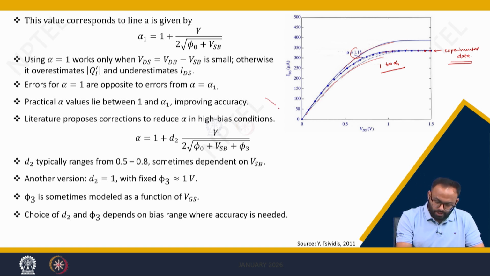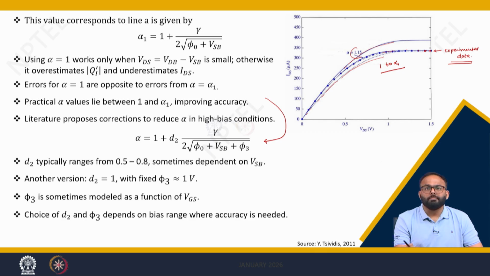A simple approach we can opt for is using some fitting parameters. So alpha can be defined as 1 plus d2 into gamma divided by 2 times square root of psi naught plus VSB plus phi 3. In general, we consider d2 as 1 and phi 3 as 1, right? So to match the data, again these are experimental fitting parameters, which help us to fit the model against the experimental data, or the data which we extracted from characterization, right?